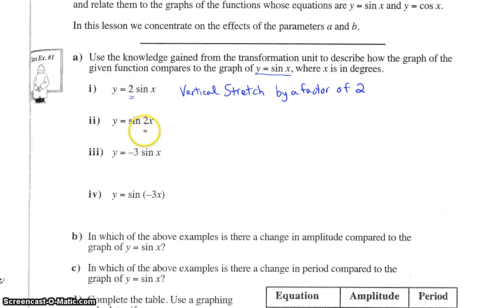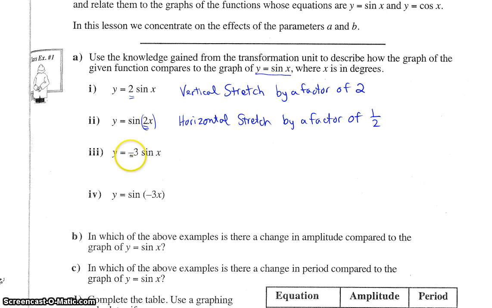Okay, next one, we have a 2 in front of our x. So x was scooped out and replaced with 2x. Okay, so now we're dealing with x, so that would be a horizontal thing, or a horizontal stretch, and this would be about the y-axis, by a factor of, this time we need the reciprocal of 2 because it's with the x, so by a factor of 1/2. Good.